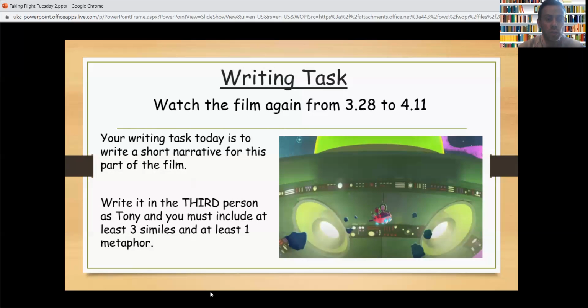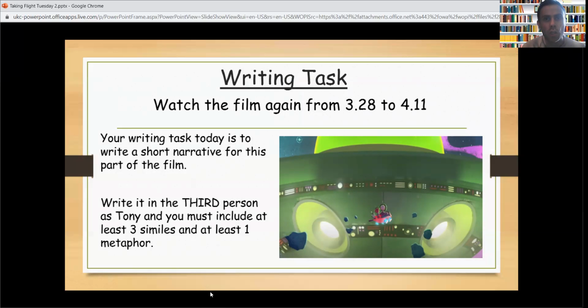But there's going to be some good description in this as part of the story to do with space, asteroids, spaceships, aliens, stars, planets, all sorts of stuff. So I think you've got a good chance to get some similes and a metaphor in. So I want 3 similes and at least 1 metaphor. If you want to do more, of course you can. I'm never going to say don't do more. All right, so that's it.